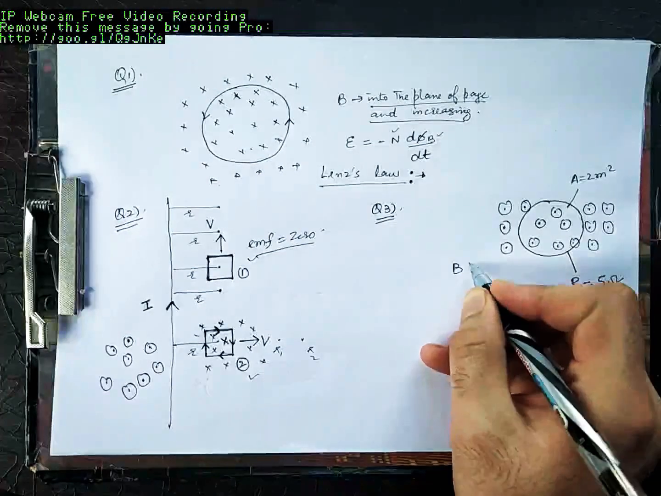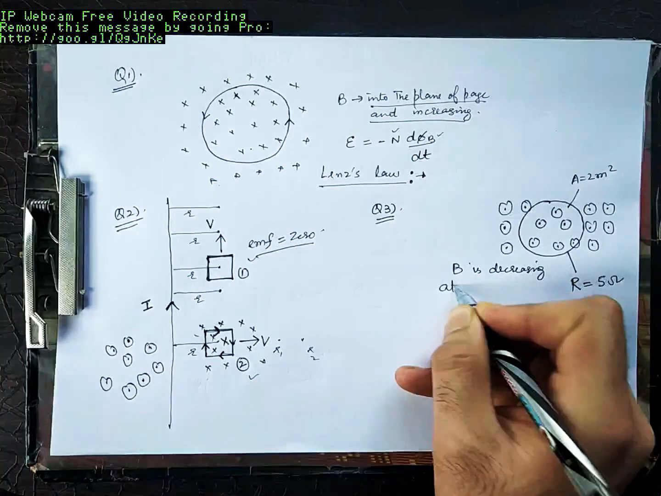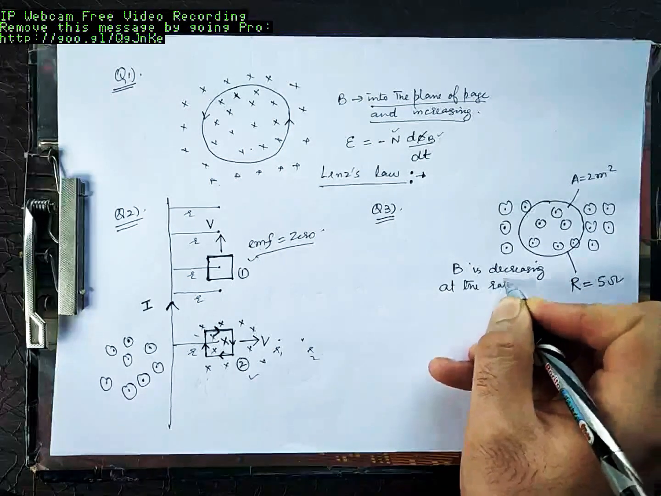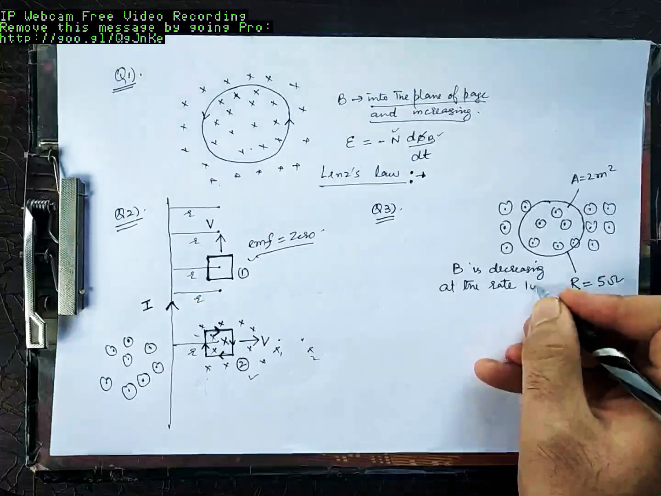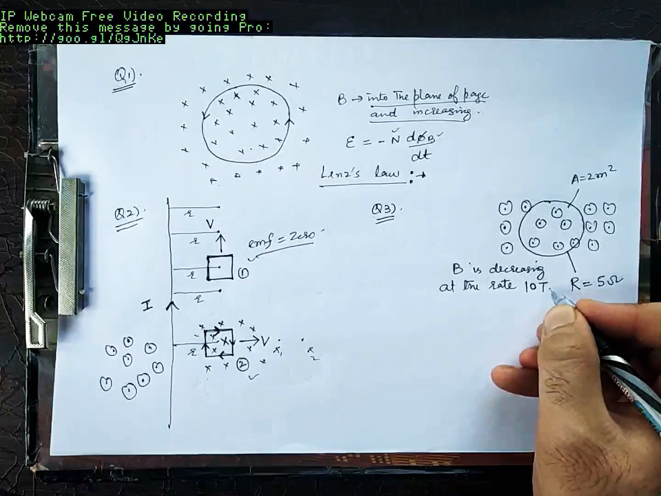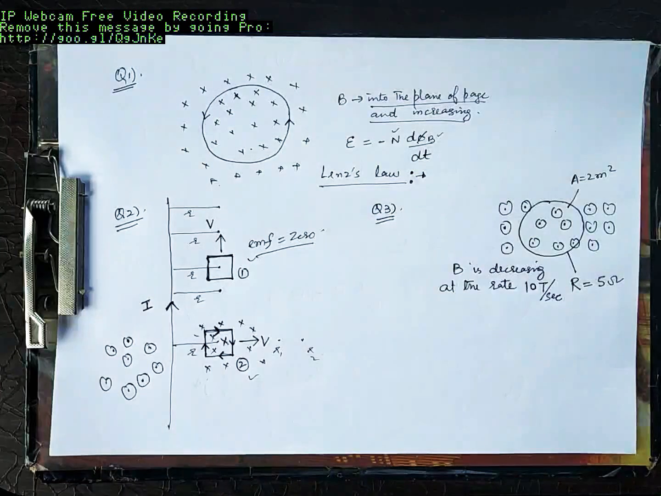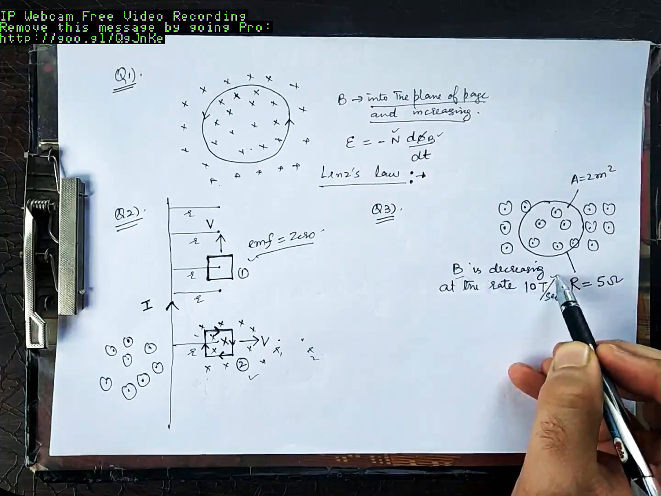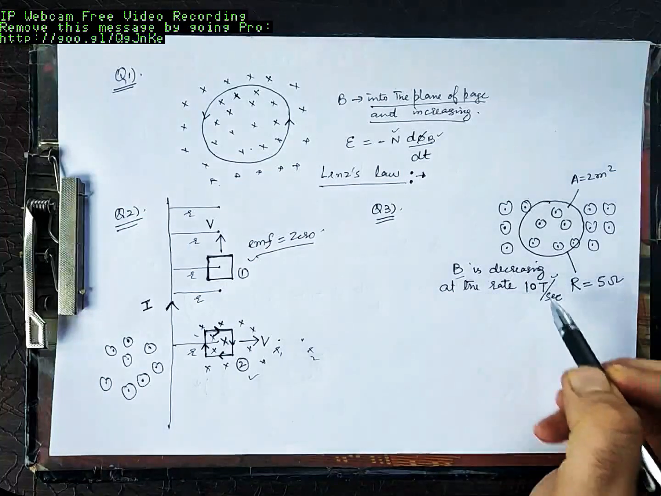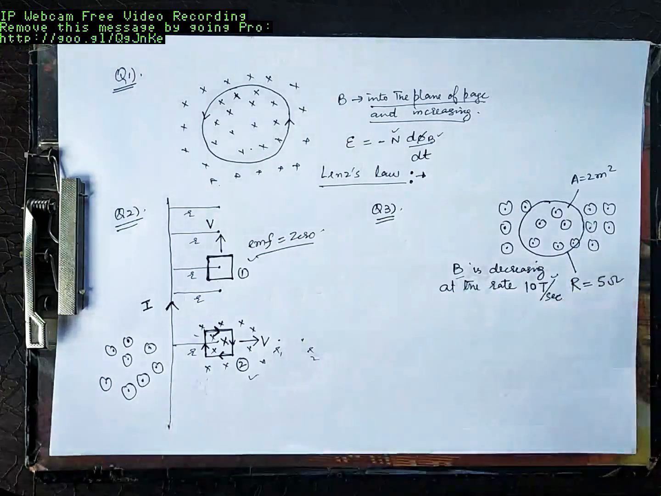is decreasing at the rate of 10 Tesla per second. It's decreasing. The unit of B is Tesla, but since this is the rate of decrease, it is Tesla per second. We have to find out the current, its magnitude and direction.